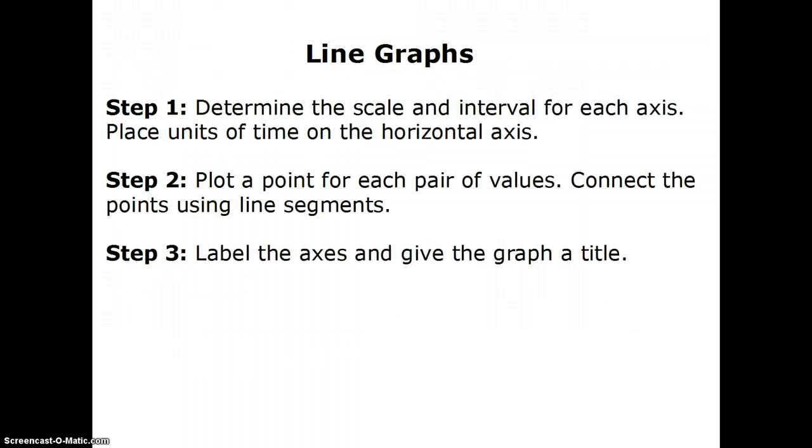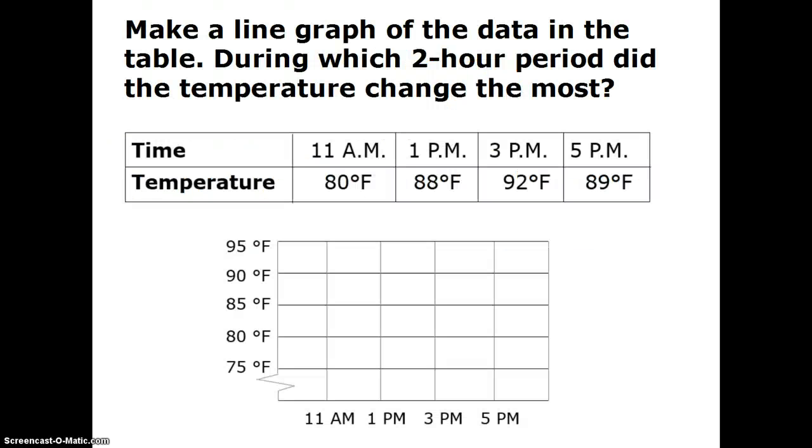So there's some steps for line graphs. Step 1 is to determine the scale and interval for each axis. Remember, they need to be equal intervals. Place the units of time on the horizontal axis. Step 2 is plot a point for each pair of values. Connect the points using line segments. And then we need to label the axes and give the graph a title. So lots of things we need to keep in mind.